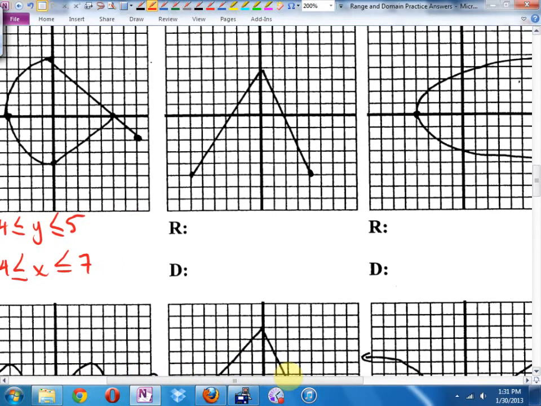This one, a function. Range, -5 less than or equal to y less than or equal to, I think that's supposed to hit right there. 4. 1, 2, 3, 4. I think it's supposed to hit there. If you thought 3.5, I wouldn't freak out because that's just bad handwriting on my part. Domain, -6 less than or equal to x less than or equal to everything between -6 and +4. Touching, touching.